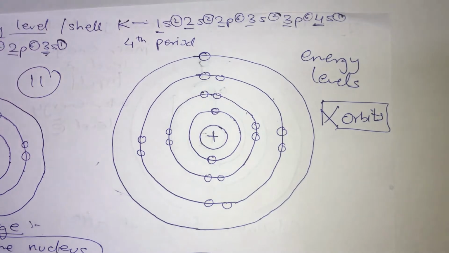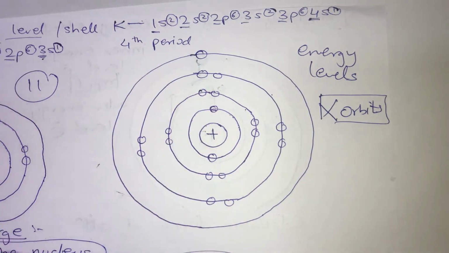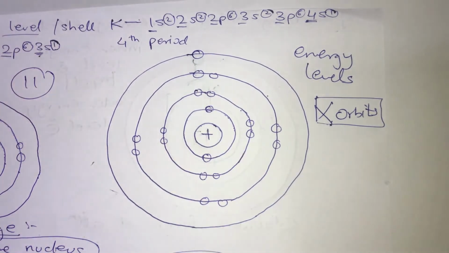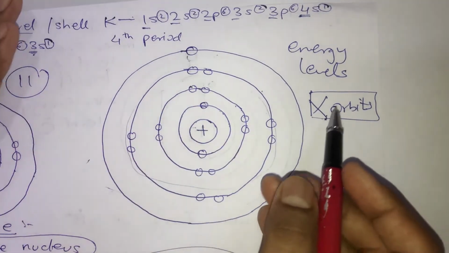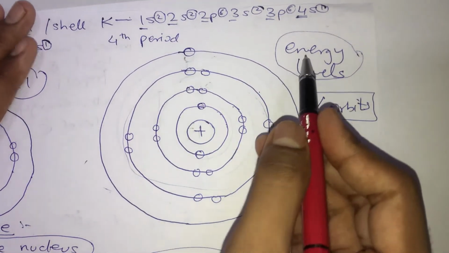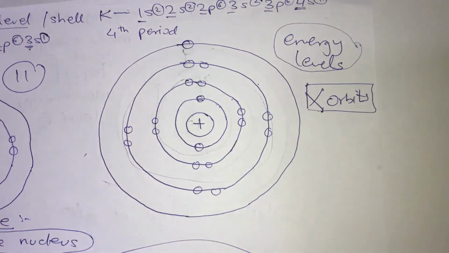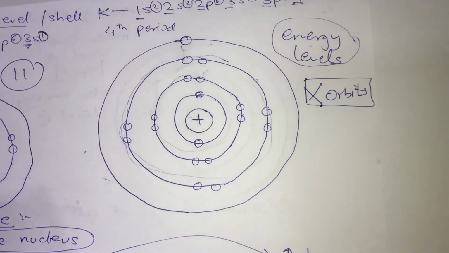And let me tell you all, guys, that many of you have a misconception that electrons revolve in an orbit. That is the biggest misconception that you all have when it comes to chemistry. Electrons do not revolve in orbits, and let me be clear that these circular paths are not orbits. Instead, I have drawn the circular paths to represent the energy levels. I repeat again, these circular paths are not orbits. Now what is the difference between energy levels and orbits?